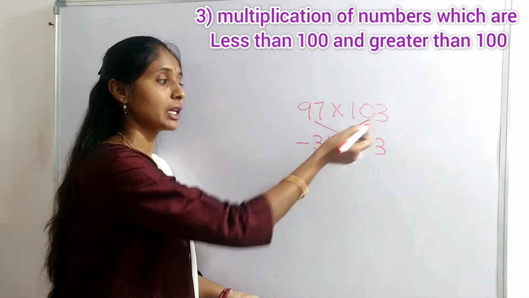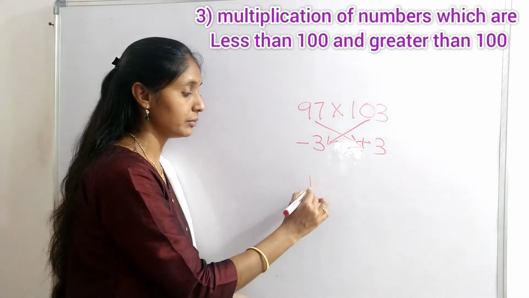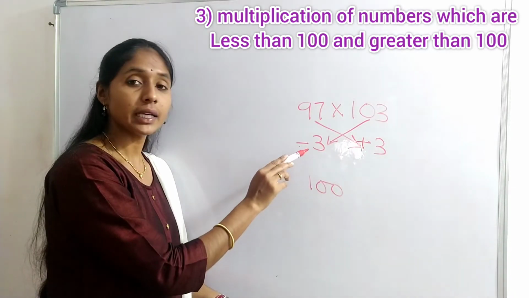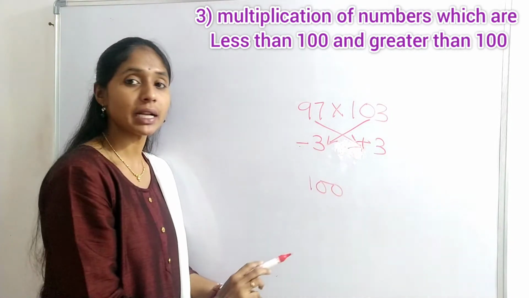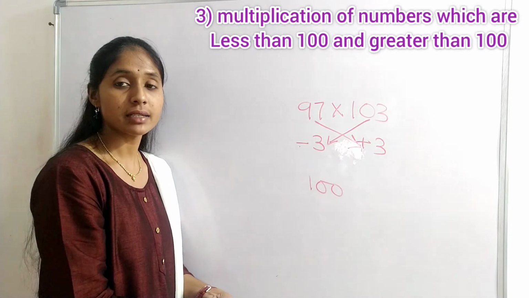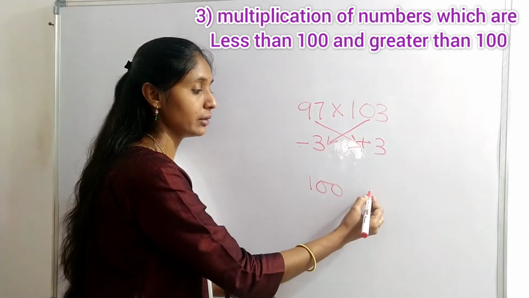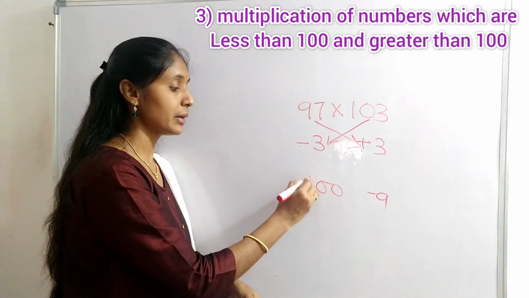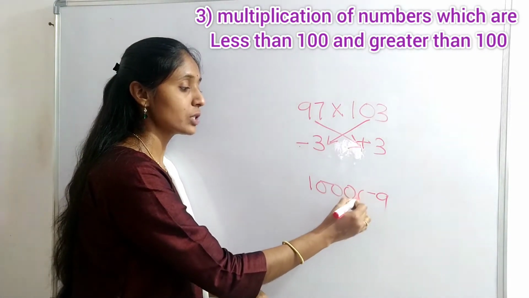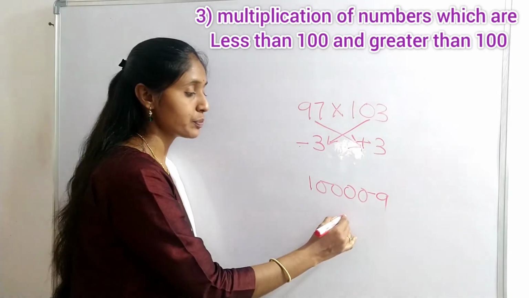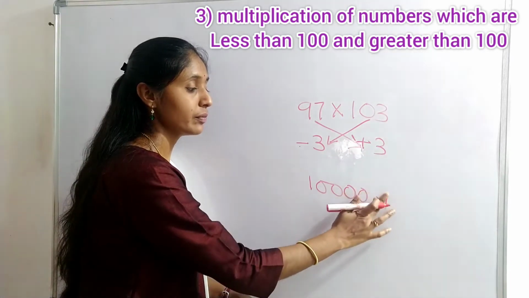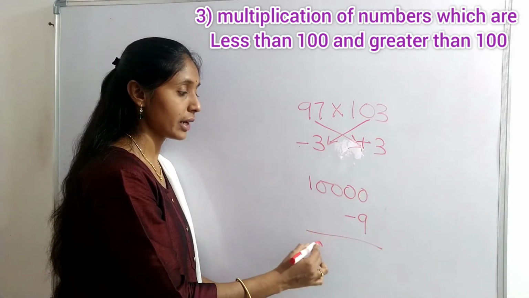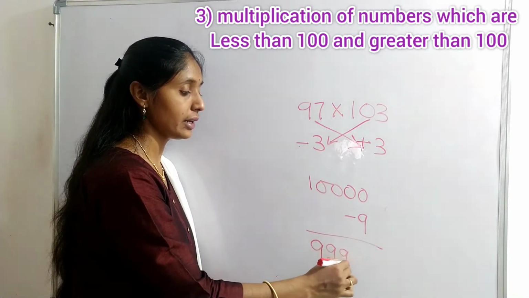97 plus 3, 100, 103 minus 3, 100. Then here plus 3 minus 3. Here minus 3 plus 3. Then multiplication will be minus 9. 3 3s are 9. Okay. In third step, place 2 zeros here and subtract minus 9 from this. Okay. Then answer is 9991.